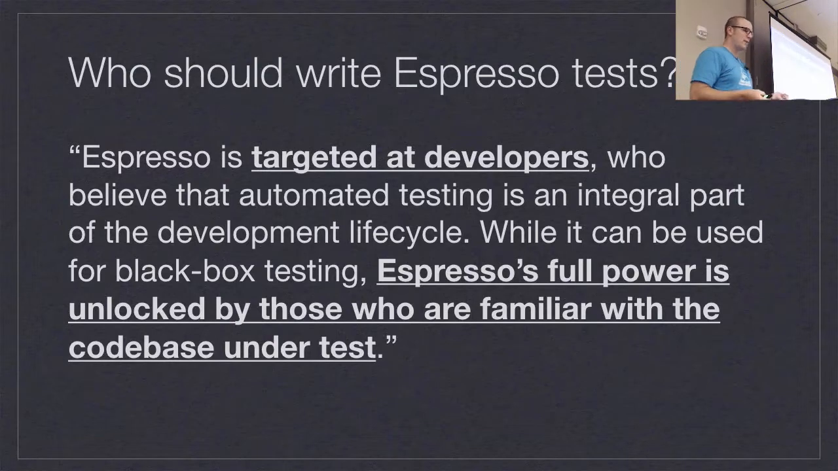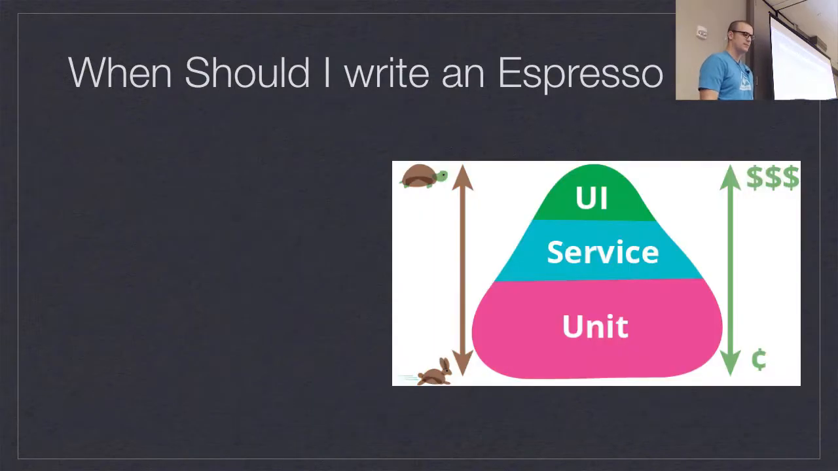While it can be used for black box testing, which is purely just clicking on the app, Espresso's full power is unlocked by those who are familiar with the code base under test. The reason is that you have access to so many internals and you can set up the state yourselves. And what's awesome is if you have testing engineers that do not have access to these internals, you can set up a testing framework yourself that allows them to write tests on top of it without having to know that. So they can perform their job plus get all the benefits that you get with Espresso.